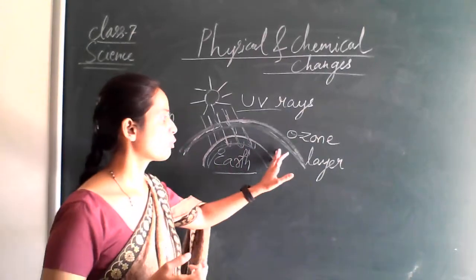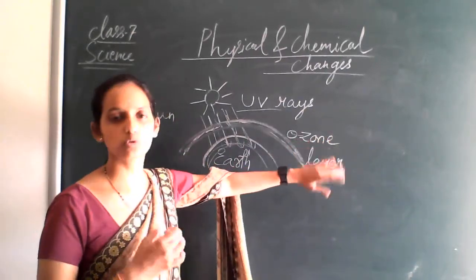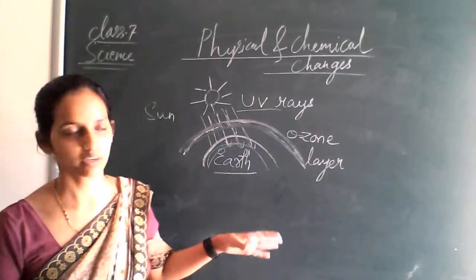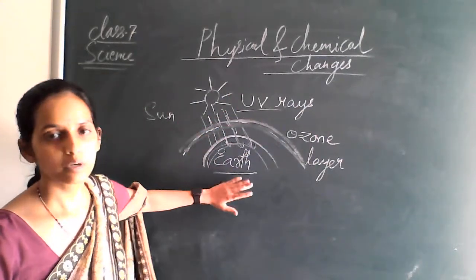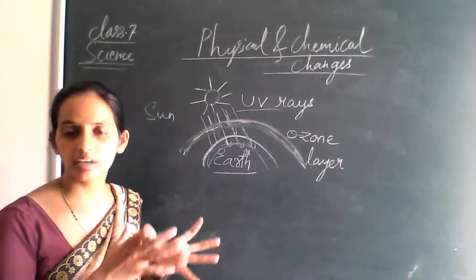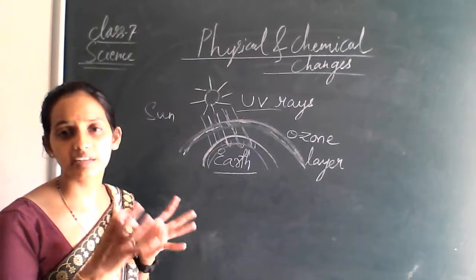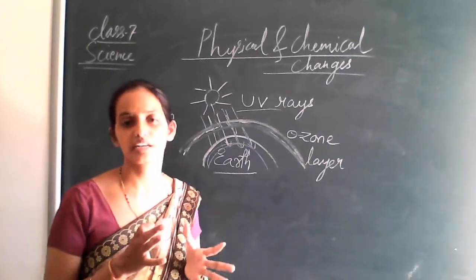So it is very important to protect our ozone layer, as it is protecting us from the UV radiation. If the direct rays come to the earth, they will heat up the earth's surface, and we will not be able to survive in that heat condition.